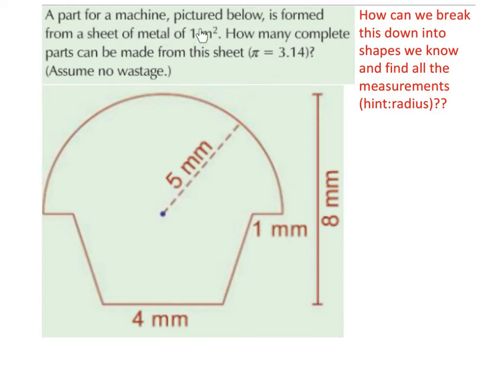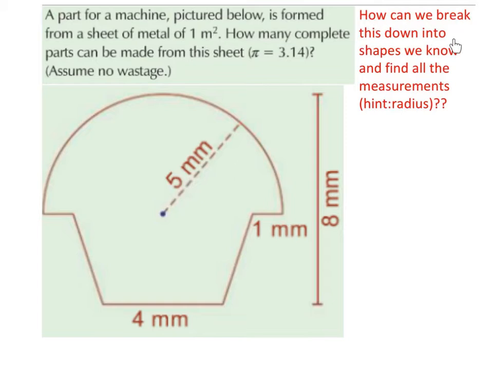The part for a machine pictured below is formed from a sheet of metal of 1 meter squared. How many complete parts can be made from this sheet, with pi being equal to 3.14, and assume no wastage? So here's our shape.